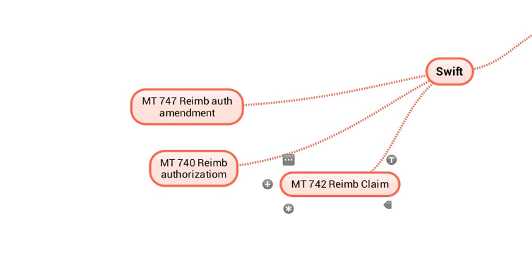SWIFT messages are normally used to issue a reimbursement authorization, to amend it, or to make a claim. MT747 is the reimbursement authorization amendment, MT740 being the reimbursement authorization. In case of making a claim, the claiming bank sends an MT742 to the reimbursing bank.